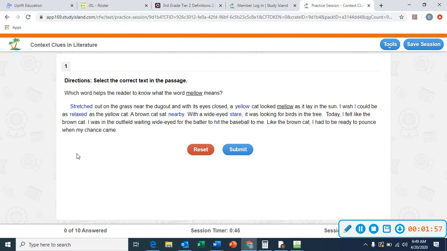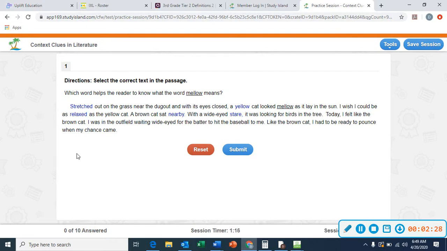Stretched out in the grass near the dugout and with its eyes closed, a yellow cat looked mellow as it lay in the sun. I wish I could be as relaxed as that yellow cat. A brown cat sat nearby. With wide-eyed stare, it was looking for birds in the tree. Today, I felt like the brown cat. I was in the outfield waiting wide-eyed for the batter to hit the baseball to me. Like the brown cat, I had to be ready to pounce when my chance came.